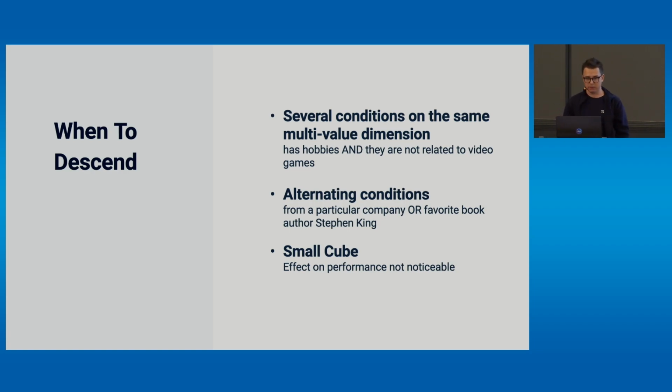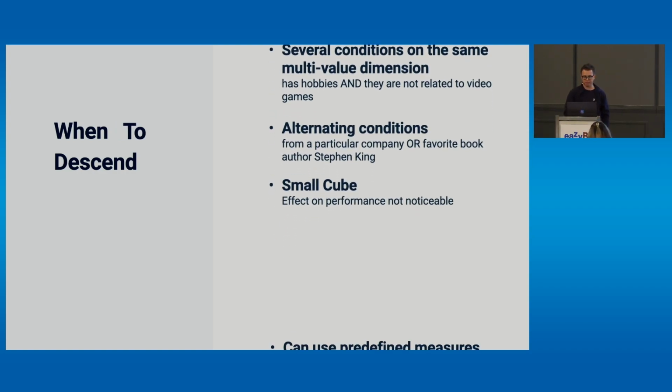But when you can't do without them is when there are several conditions on the same multi-value field. For example, the attendee has hobbies, so it's not empty, and those hobbies are not related to video games. Or some alternating conditions from different fields. You are from a particular company, or your favorite book author is Stephen King. And for example, in small data cubes, you won't even feel the difference when you use, you could say, a predefined measure or a descendant measure.